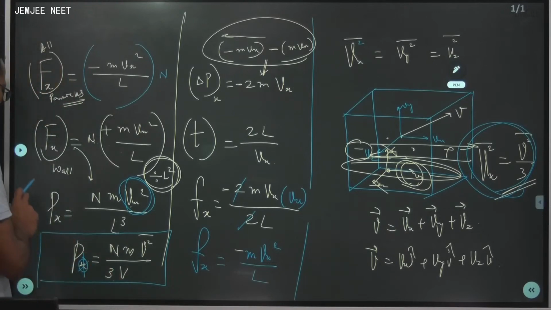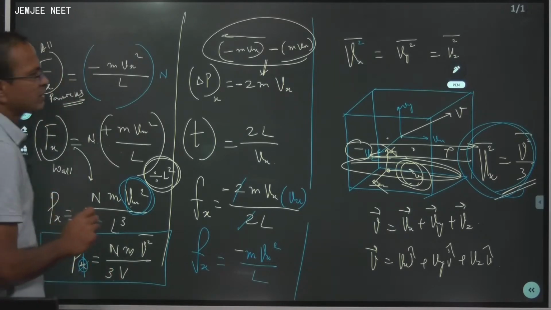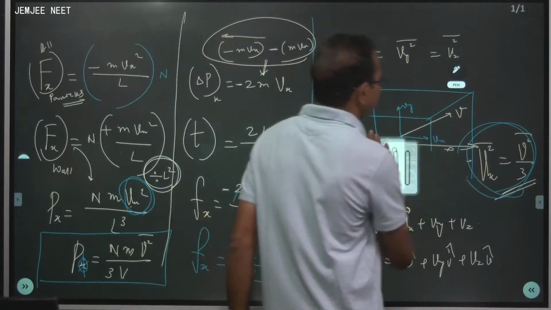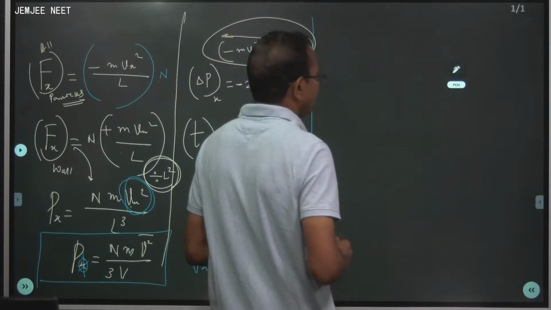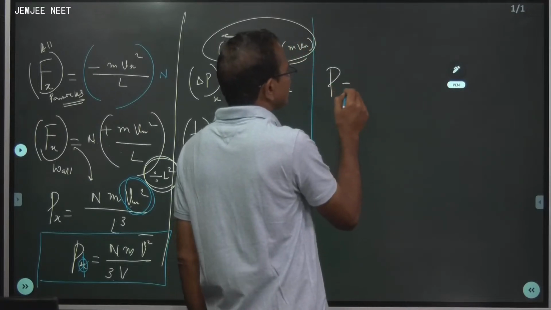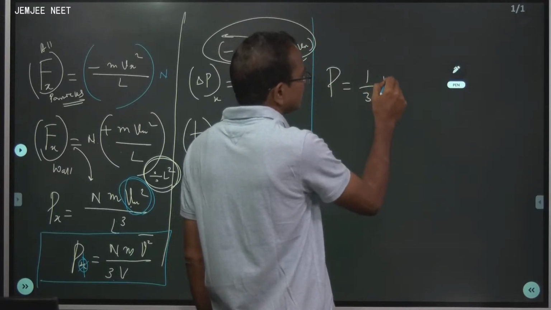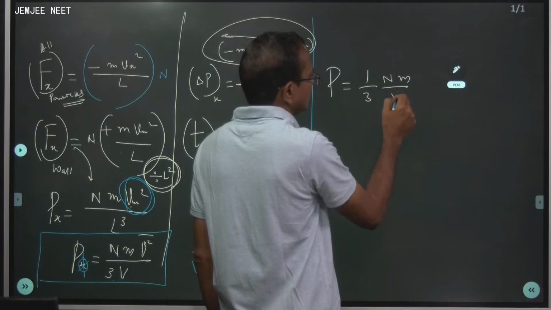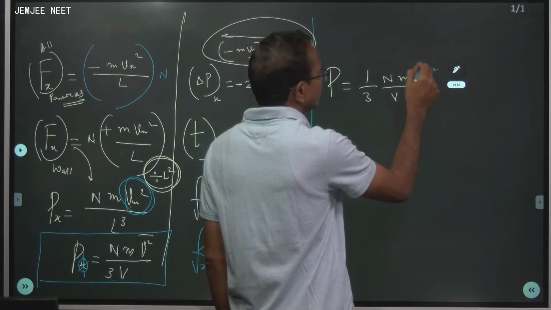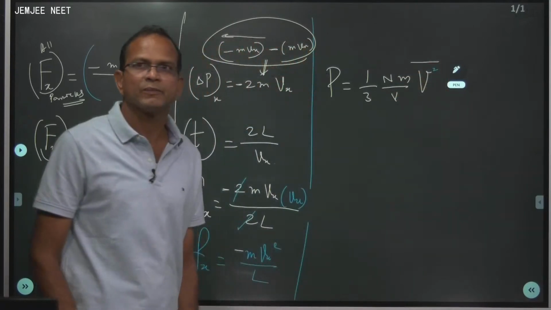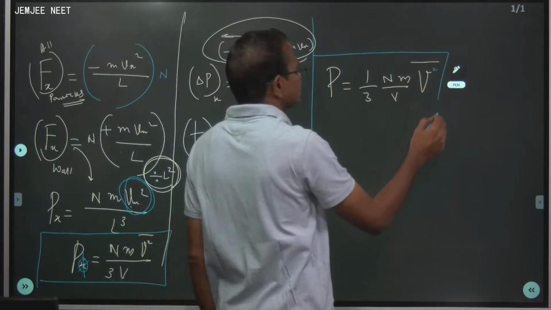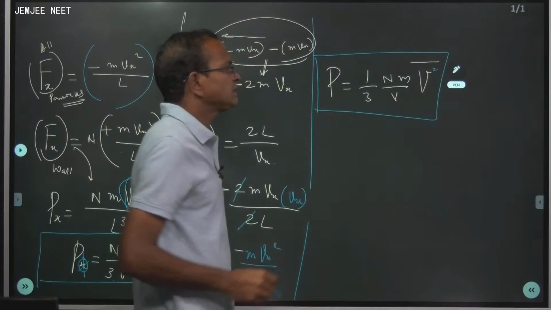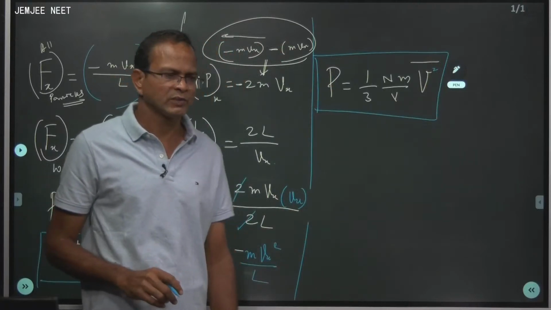So this is the pressure. What pressure do we have now? What is the formula for pressure? Yes, pressure is always given by 1/3 Nm/V into V square bar. It is the pressure exerted by the gas on the walls of the container. Got it?